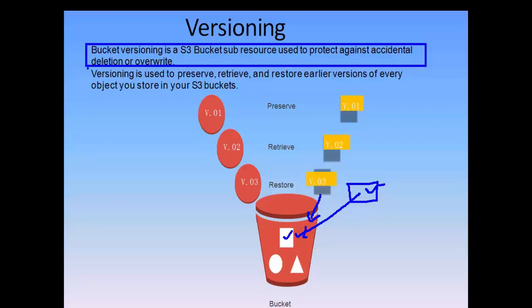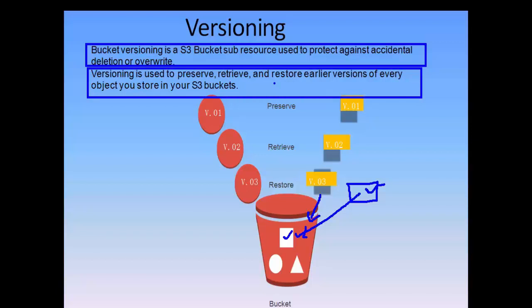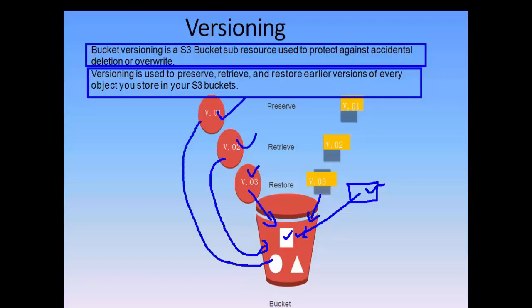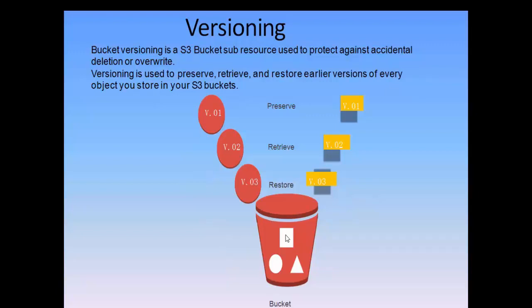And second, it is used to preserve, retrieve and restore earlier versions of every object you store in your S3 bucket. Means you are doing some work on a file, you save it. You do some more changes there, you save here. If versioning is enabled, you can access this version, you can access this version, and you can access the previous version also. All the versions remain here if versioning is enabled. Hopefully a very simple concept, to protect our data from accidental deletion and to keep earlier versions also.